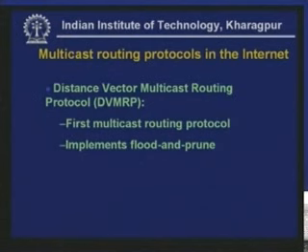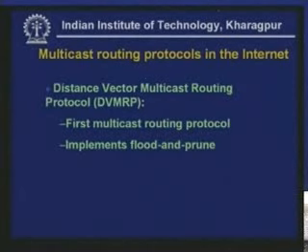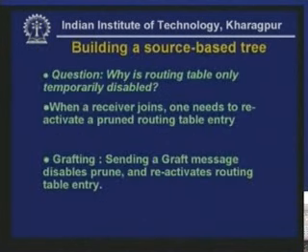Now we just mention the multicast routing protocol, which is implemented in most of the routers and many of the level 3 switches also. This is called DVMRP. Unfortunately, I have seen it very rarely being used, but it is there in most of the routers of today, as well as many of the layer 3 switches. DVMRP is the Distance Vector Multicast Routing Protocol. This is the first multicast routing protocol, and it implements flood and prune.